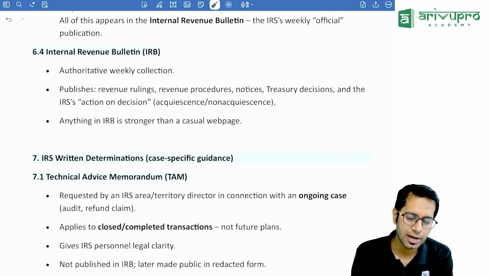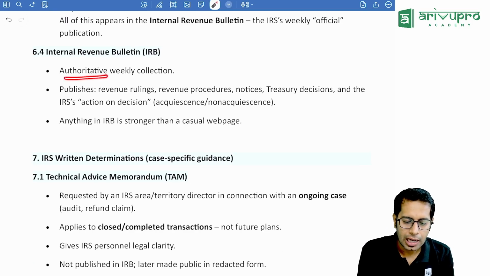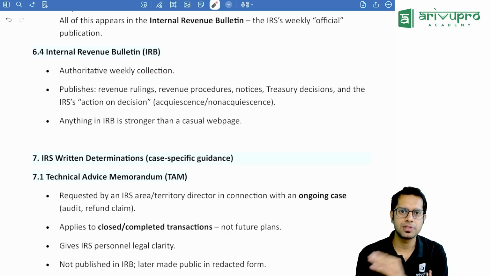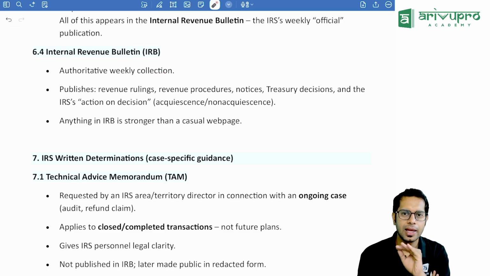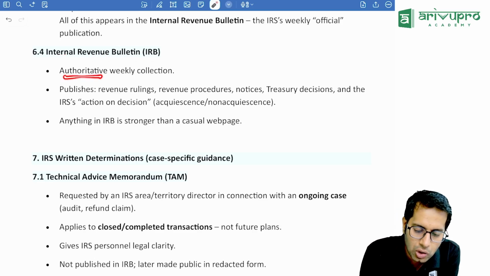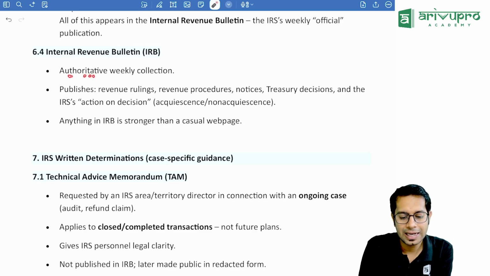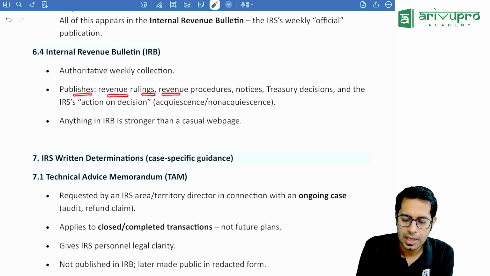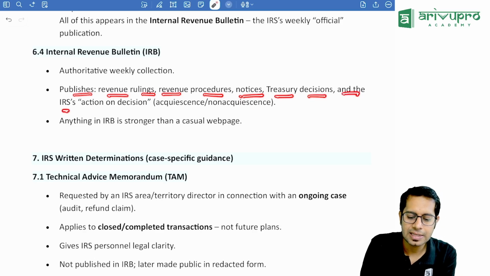Then what is this Internal Revenue Bulletin? It is an authoritative weekly collection. Just like we have weekly magazines, like Time magazine, or Auto Expo and Auto Gear magazines which are coming, we have different types of bulletins. Just like that, we have the Internal Revenue Bulletin. They publish revenue rulings, revenue procedures, then notices, treasury decisions, and IRS action on decisions.